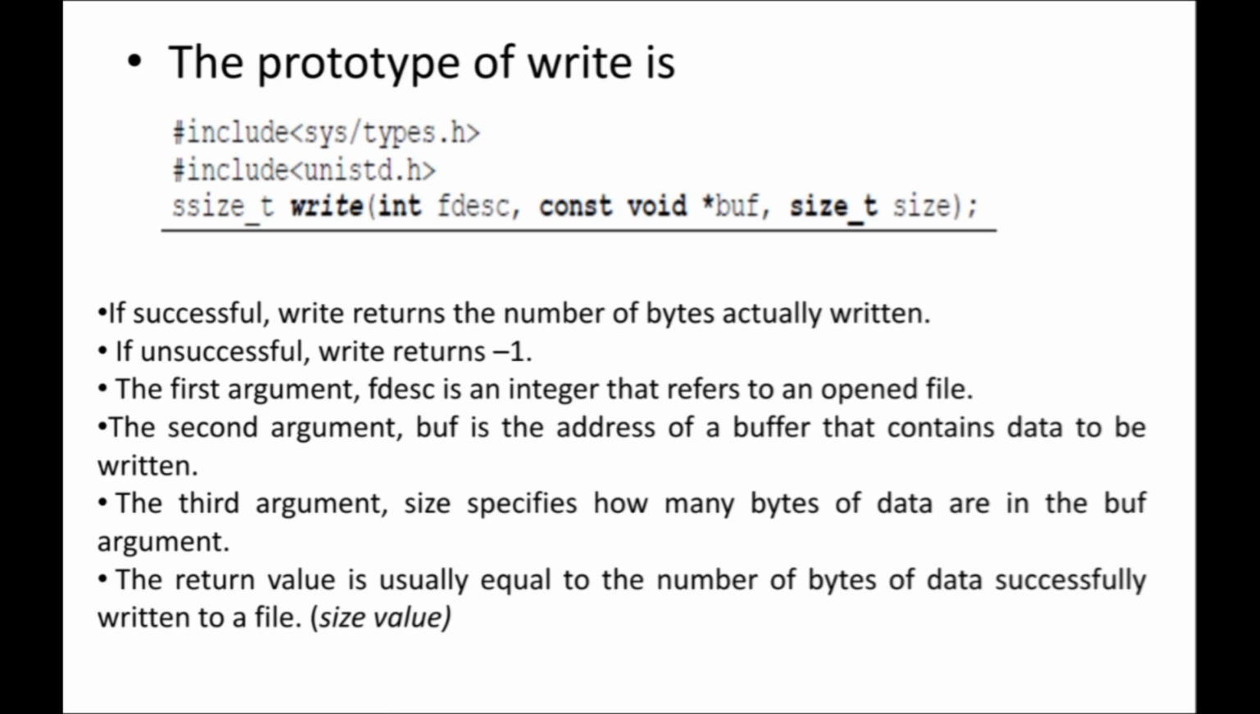And one more important thing: if successful, write returns the number of bytes actually written. You already know that the return value is the actual number of bytes written if it is successful. It's equal to the number of bytes of data successfully written to a file. But if it's unsuccessful, it returns -1, that is, a negative value. Getting it, guys?